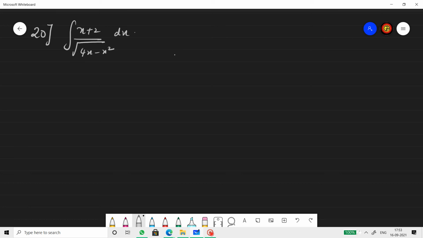Next is question number 20, x plus 2 by root over 4x minus x square. Now the numerator is x plus 2. So first I'm going to do it with the method which I just suggested to you all. So x plus 2 equals a times the differentiation of 4x minus x square, plus b. So x plus 2 equals a into 4 minus 2x plus b.